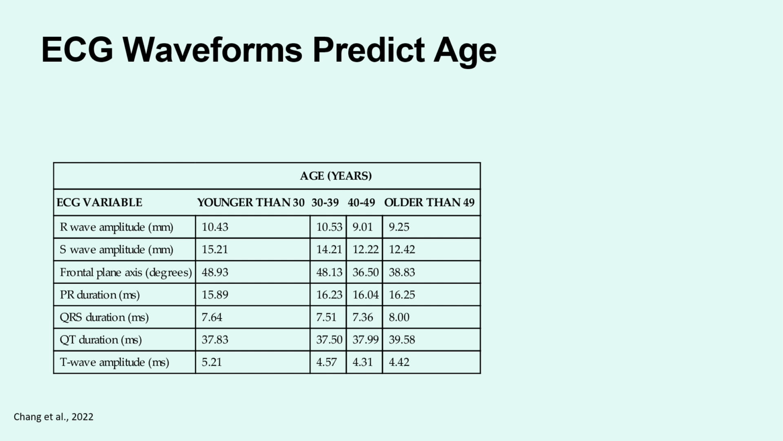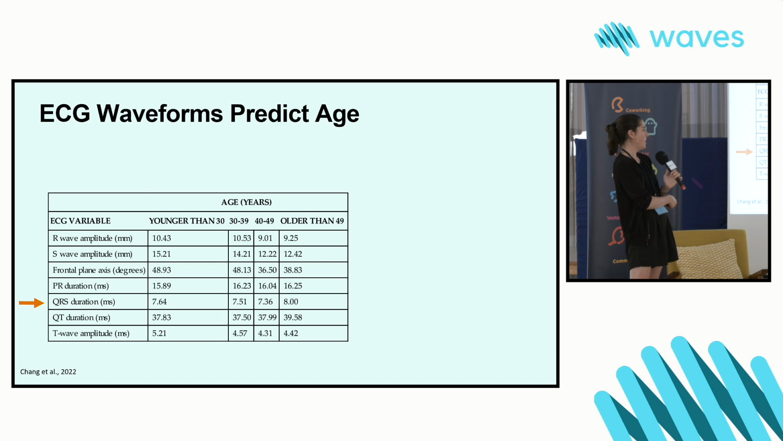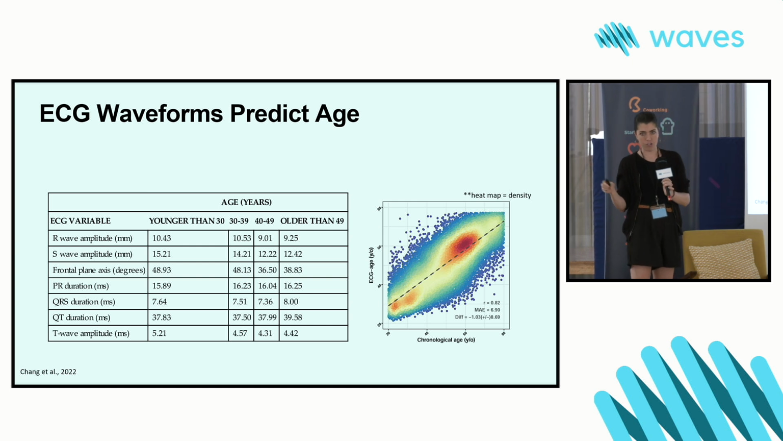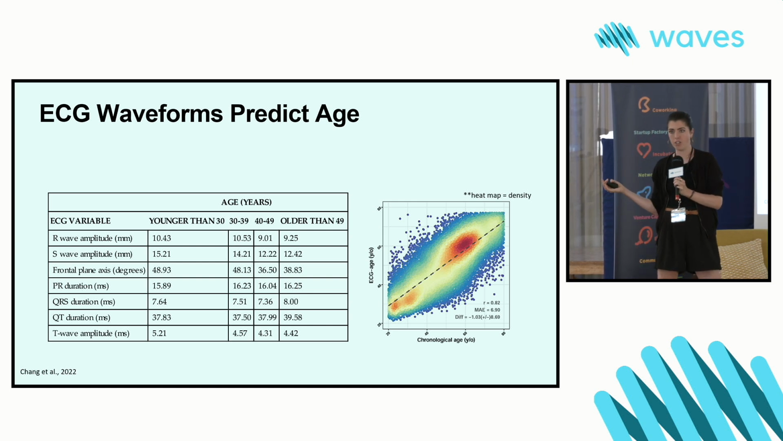And so we also know that, canonically, the amplitude and duration of the ECG signal, with associated changes in the heart, are actually changing with age. So some common ones you're probably familiar with are R wave amplitude, as well as QR duration increasing. And one paper found that these features, just amplitude and duration, are actually able to predict ECG age.